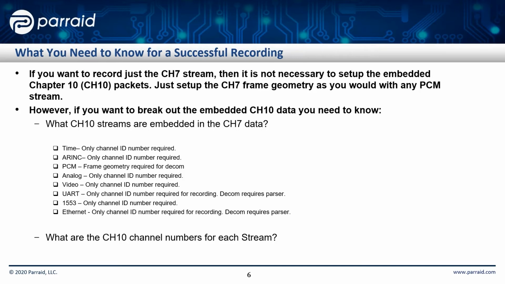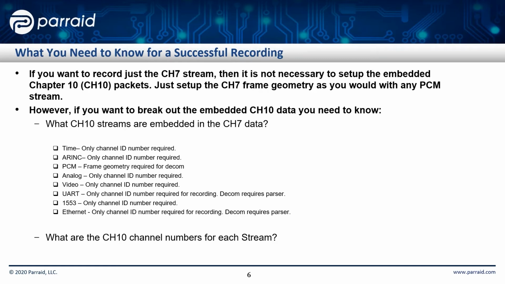To successfully record just the Chapter 7 stream, you don't really need to know anything about what's going on in the stream. The stream itself is just a PCM stream. So you do need to know the frame geometry of the Chapter 7 stream in order to record that. But you really don't need to know any of its contents, and you'll still get all the data. You won't be able to decom and get parameters out of it. You will get the data.